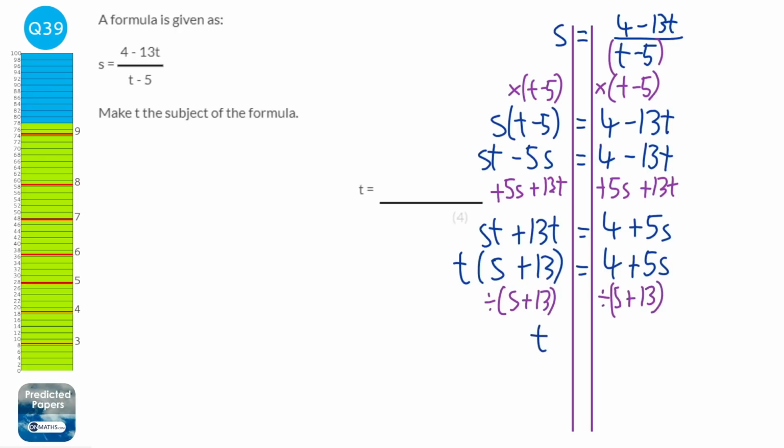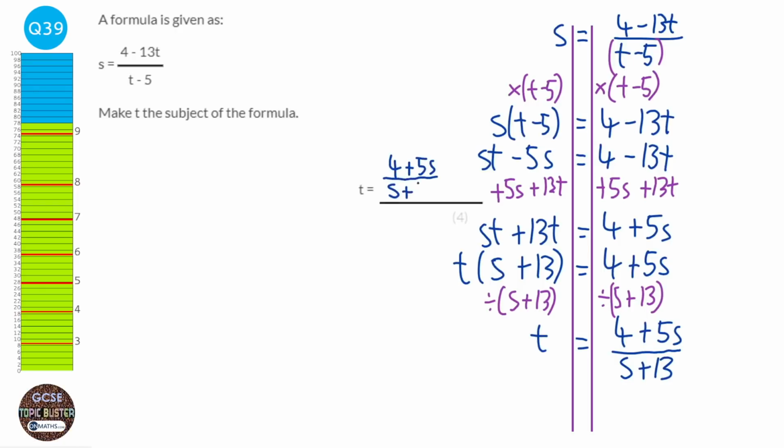And so we're left with t equals 4 plus 5s over s plus 13. So our answer is 4 plus 5s, all of that over s plus 13. And it can be either way around, so I could have 5s plus 4 over 13 plus s, or anything like that.